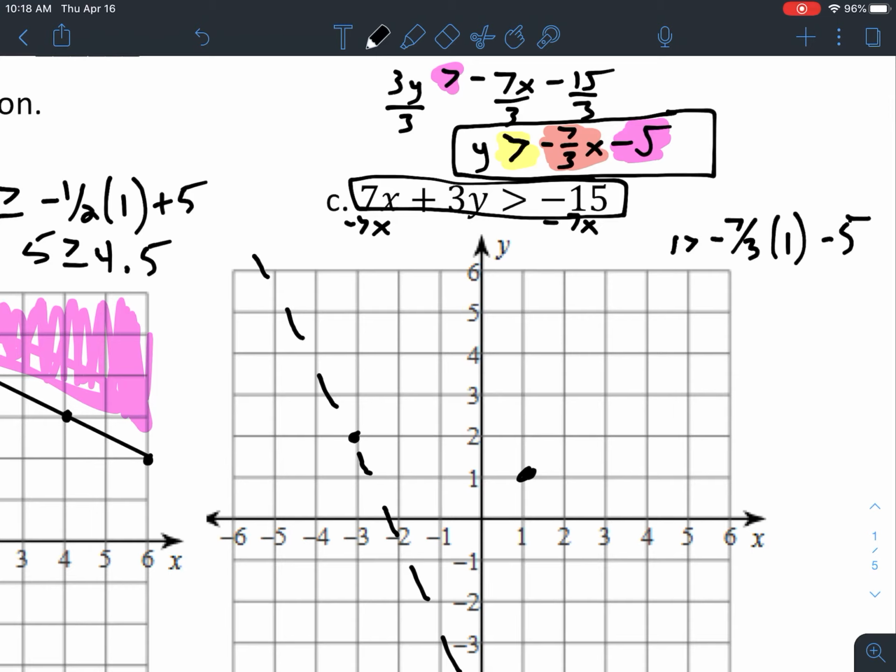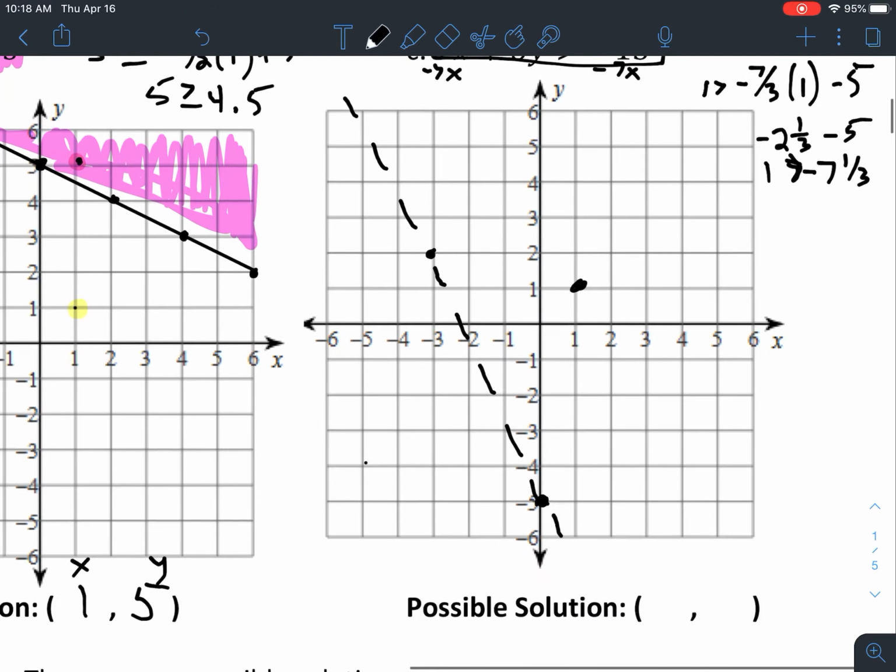Like I said, I would expect you guys to use a calculator here. Make things easy on you. Ends up giving us, so that 7 over 3 would be negative 2 and 1/3, minus 5. Ends up giving us negative 7 and 1/3 is less than 1. And that is a true statement, because any positive number is greater than a negative number.